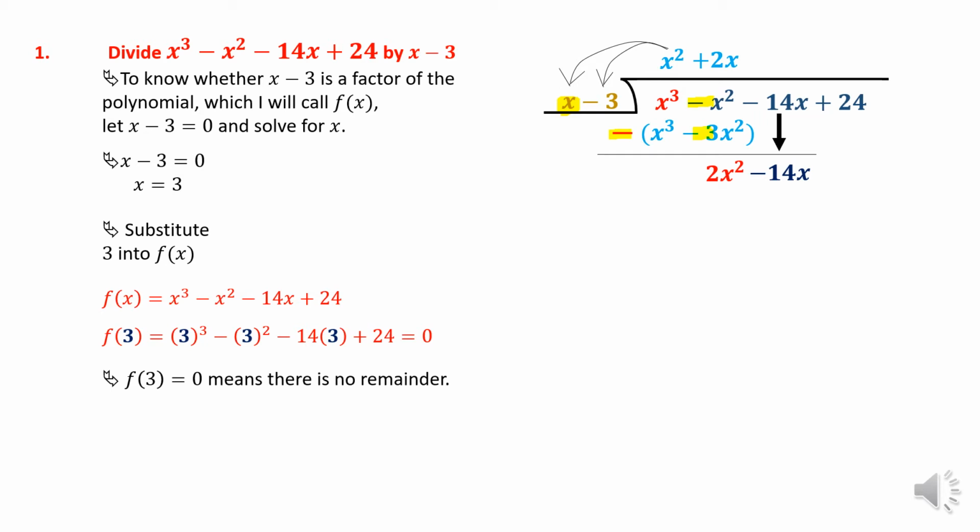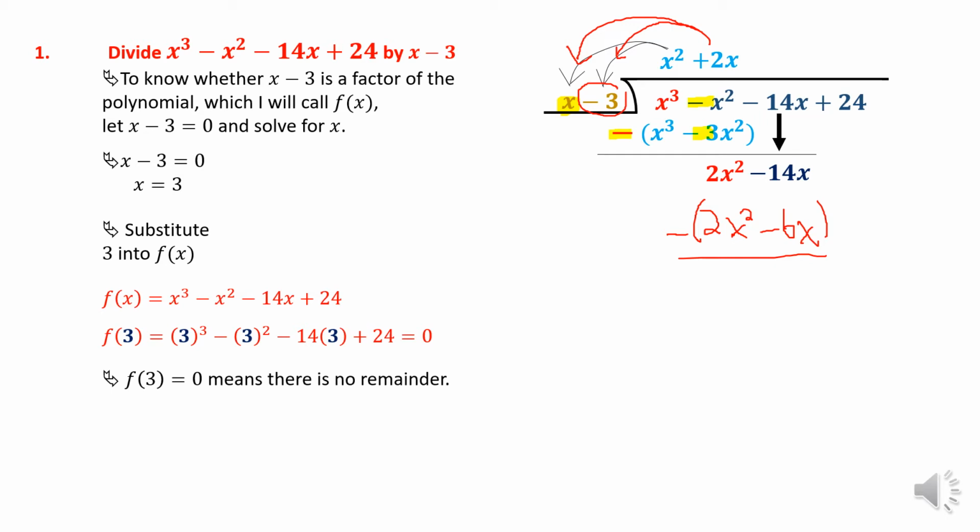So now I repeat the process again. I'm going to take the 2x and multiply it with x, and 2x times x gives me 2x squared. I like to put them in brackets. And I'm going to take that 2x and multiply it with this whole negative 3 that you see there, and I'm going to get negative 6x as an answer. So I'm going to subtract. And again, you need to be careful when you do your subtraction.